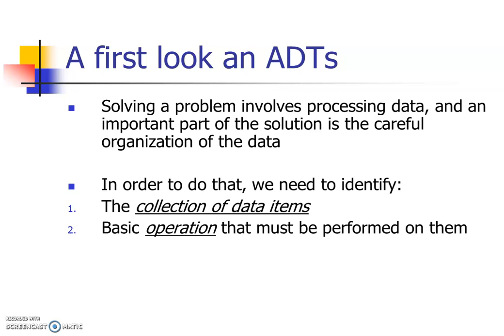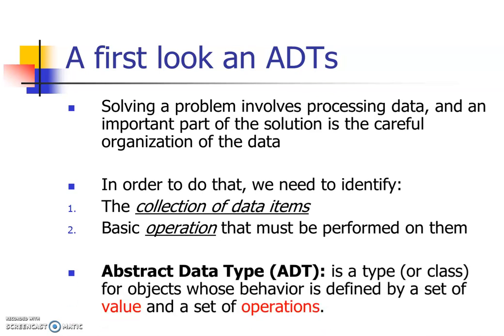First of all, the collection of the data items. What kind of data are you trying to collect? And based on your problem, the second thing is the basic operations that can be or must be performed on those data. So how do we deal with those data? These are the two major things that we need to work with in order to build a good data structure. So an abstract data type, or ADT, is a type for objects whose behavior is defined by a set of values, which corresponds to the collection of the data items, and a set of operations.